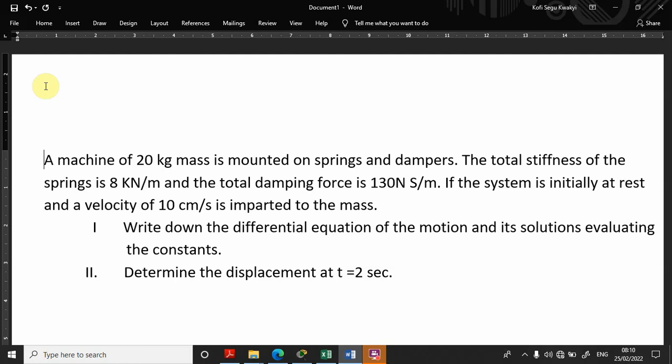and the velocity of 10 centimeter per second is imparted on the mass, write down the differential equation of the motion and its solutions, evaluating the constants. And we have to determine the displacement at time t equal to seconds. Let's begin.